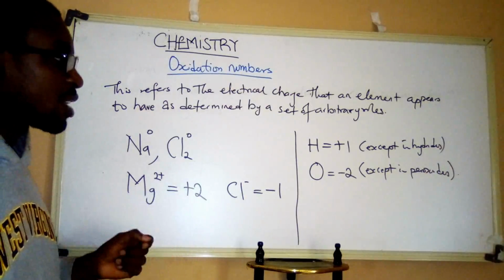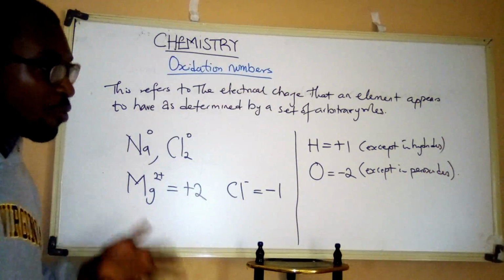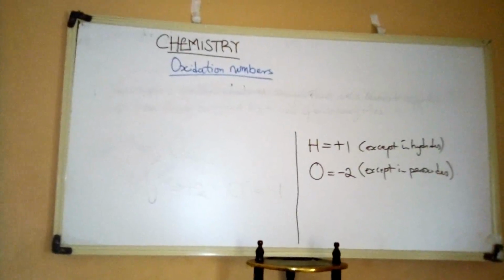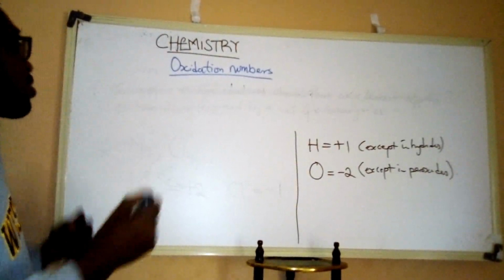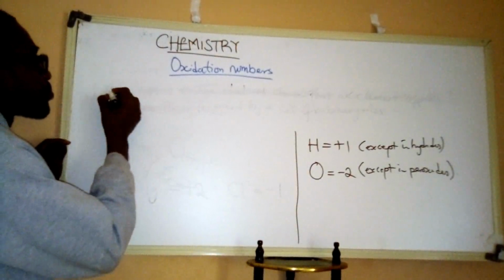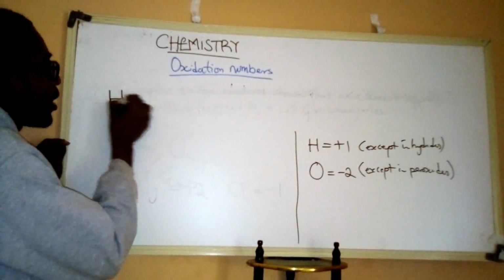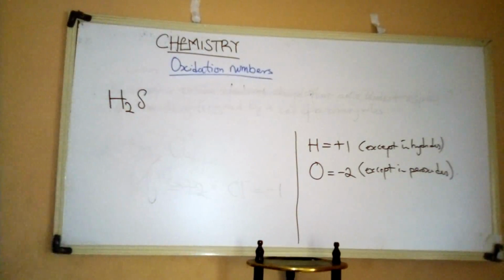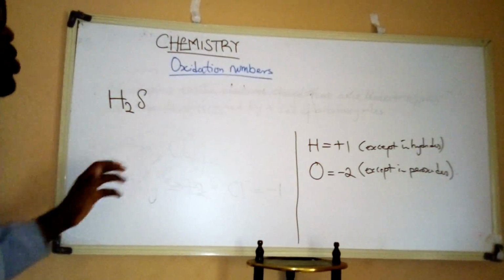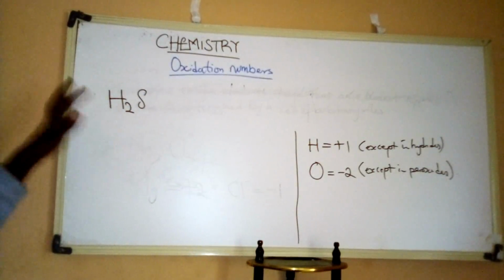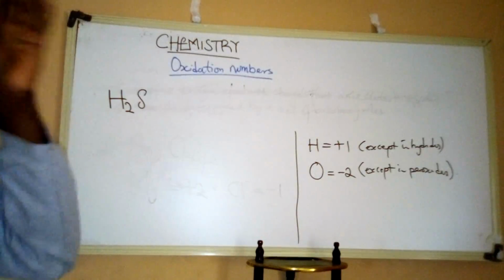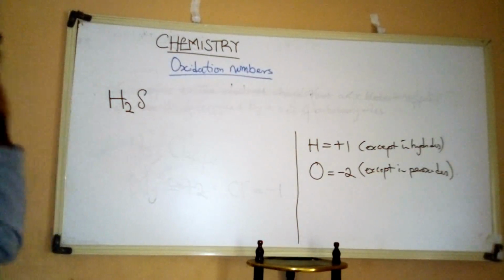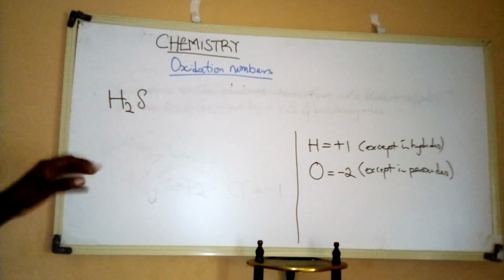Let's look at some examples that will be very helpful for us to deal with this. Now, let's look at certain examples. For instance, you have this, H2S, hydrogen sulfide. Now, this is actually a compound, and then you must know that the total sum of the oxidation numbers in a compound gives 0. The algebraic sum of the whole oxidation number in a compound will be equated to 0.